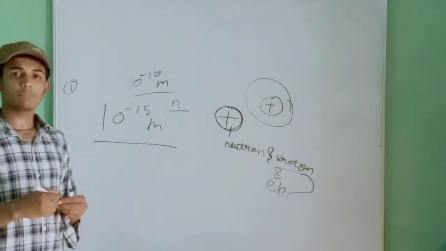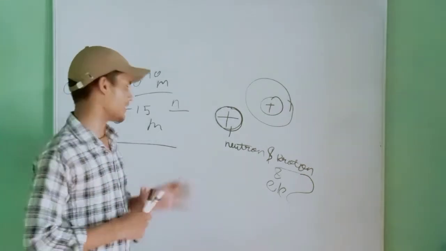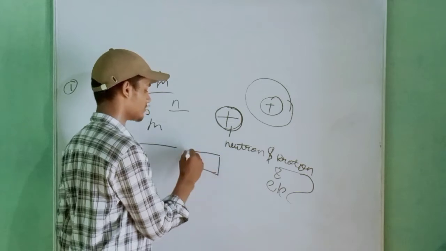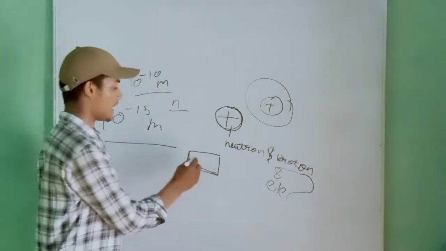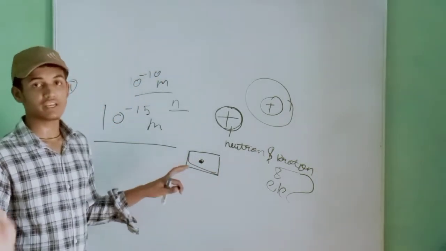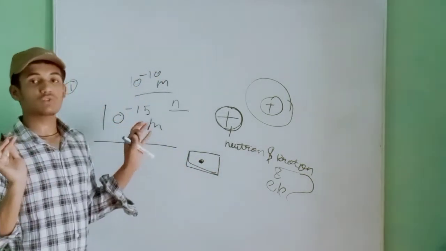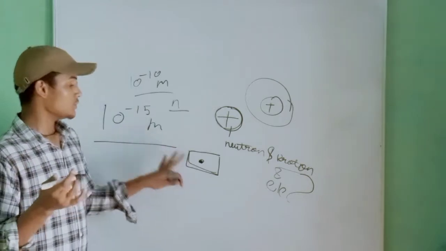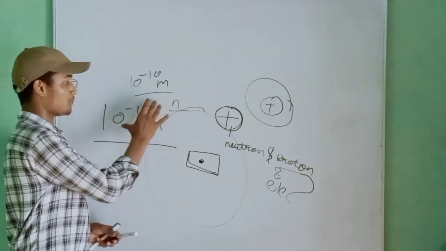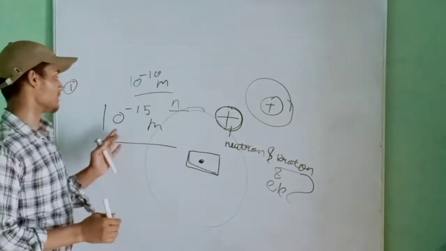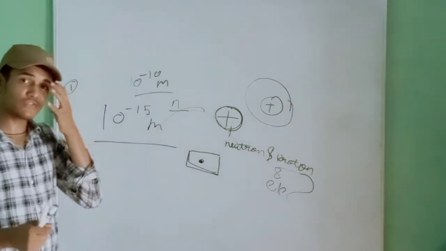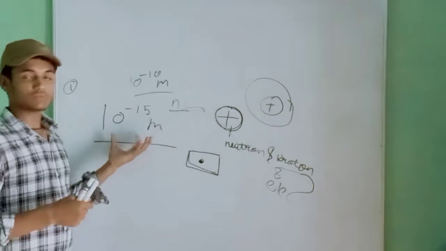Let us take the example of a cricket stadium. If the nucleus is at the center of the pitch of a cricket stadium, then the atom is the boundary of that stadium, because the size of the atom is 10 to the power 5 times more than the size of the nucleus.